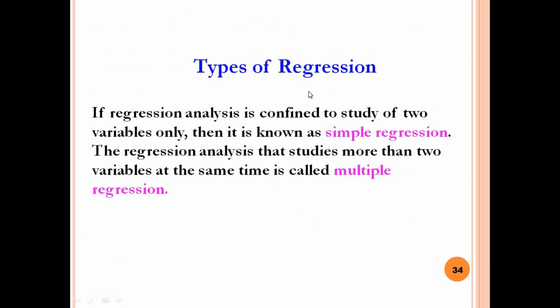Now the types of regression. Here I am going to describe simple regression and multiple regression. There are two types of regression: simple regression and multiple regression. What is the definition of simple regression? If regression analysis is confined to the study of two variables only, then it is called simple regression. And the regression analysis that studies more than two variables at the same time is called multiple regression.